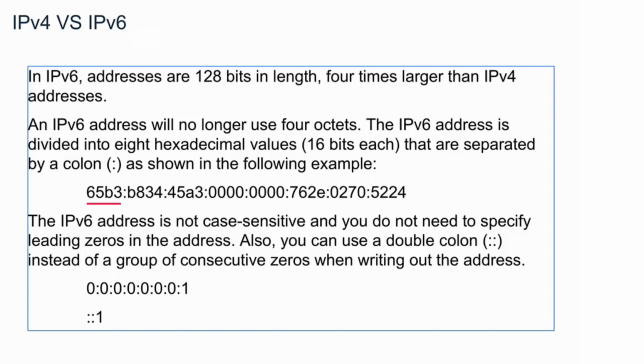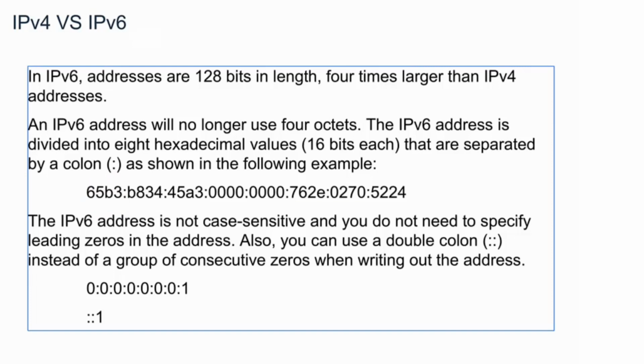An IPv6 address is divided into 8 4-digit hexadecimal values, each separated by a colon as shown here. Each single hexadecimal digit can have 16 possible values, which makes it a 4-bit long binary. So a group of 4 hex numbers would be 16 bits. And there are 8 of these in the IPv6 address, so 8 times 16 brings us up to 128 bits.